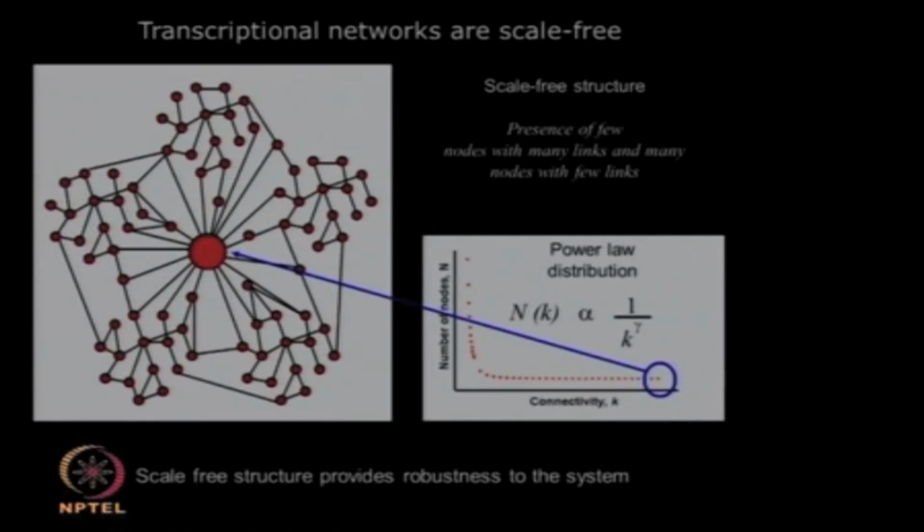Now, what is so special about this scale-free structure? Scale-free structures have been postulated to provide robustness to the biological system. Now, what exactly is robustness? Robustness is the ability of a complex system, such as a biological system, to maintain its function even when the structure of the system changes significantly.